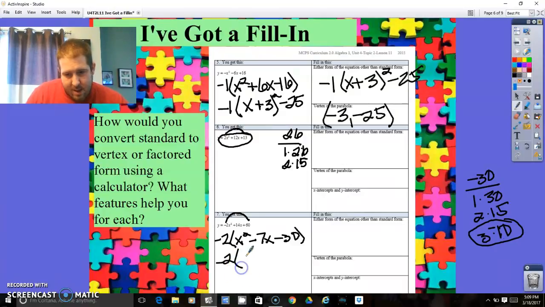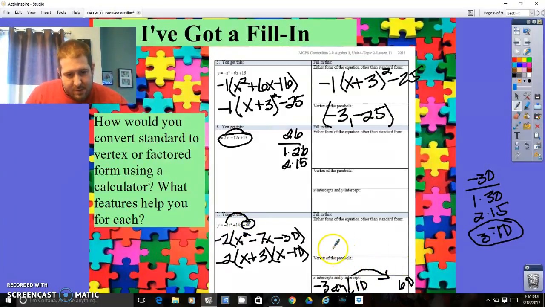So it's negative 2 times x plus 3 times x minus 10. All right, so what are the x-intercepts? The intercepts have to be negative 3 and positive 10. The y-intercept would have to be 60.